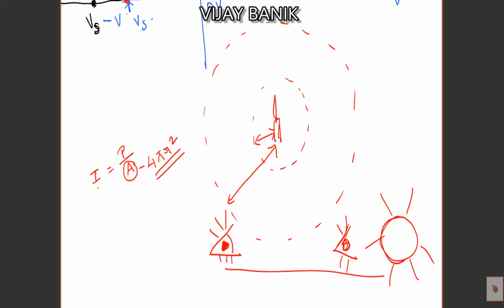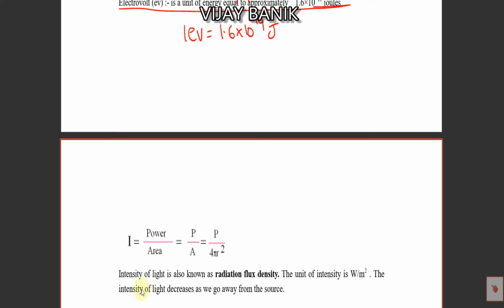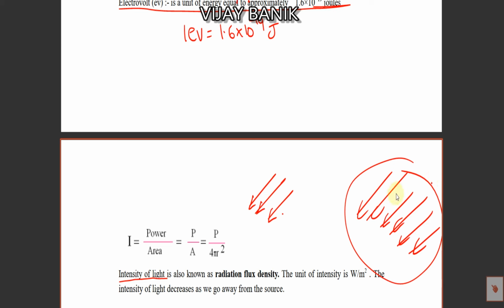Intensity is also known as, I think, radiation flux, if I am not wrong. Yes, intensity has another name. I'll show you an example of intensity. Let's say light is coming towards your eye, and these are the rays coming towards your eye. Can you see this intensity is more? So that means if you are closer to a light source, your intensity is high.